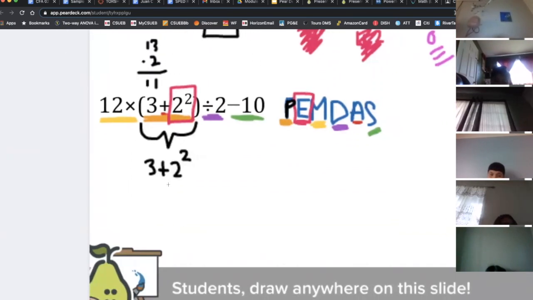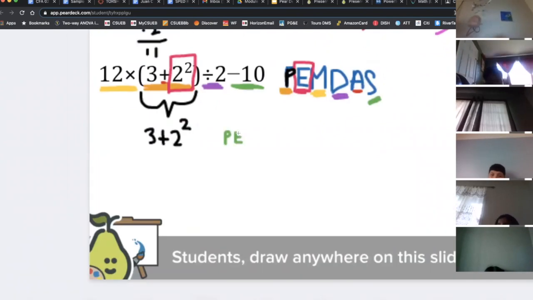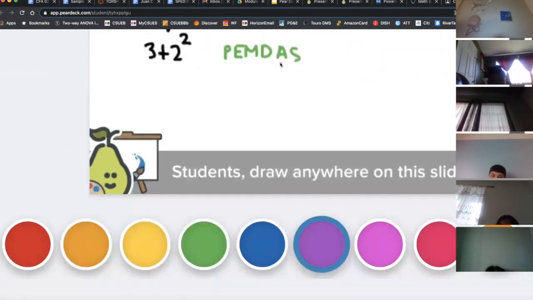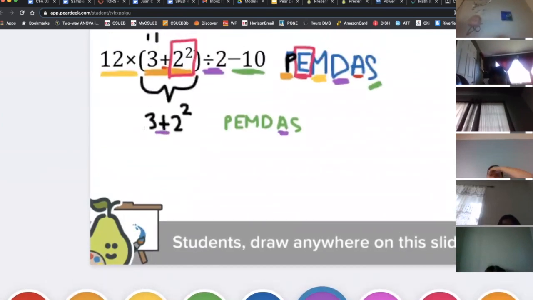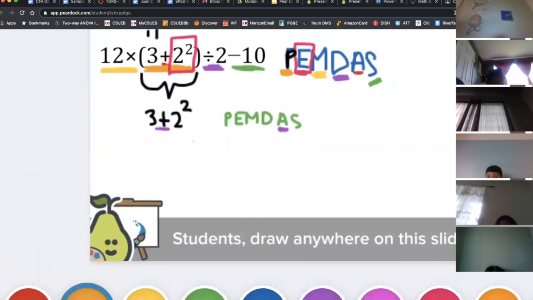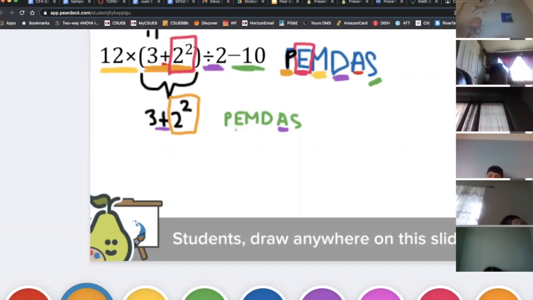I have addition. Yes. What else do I have though? Little mini PEMDAS within a PEMDAS, right? So let's see. I know I have addition, which is this, but I have one more thing here. What do I have? Addition. I just underlined that. We have one more thing though. What's going on with this two? This part here, 2 to the power of 2, which is considered which letter here? Exponent. Yeah, it's an exponent.